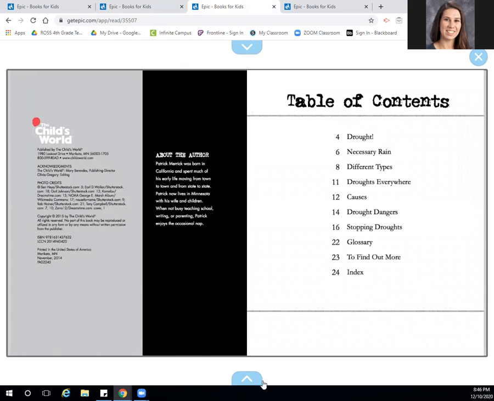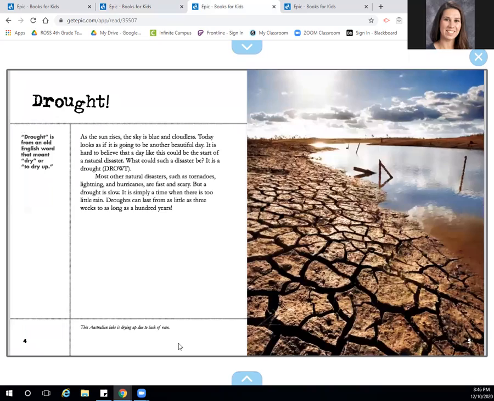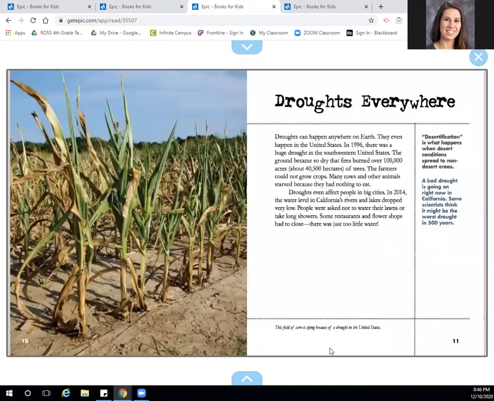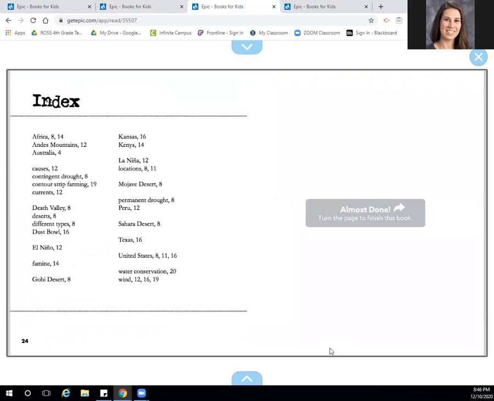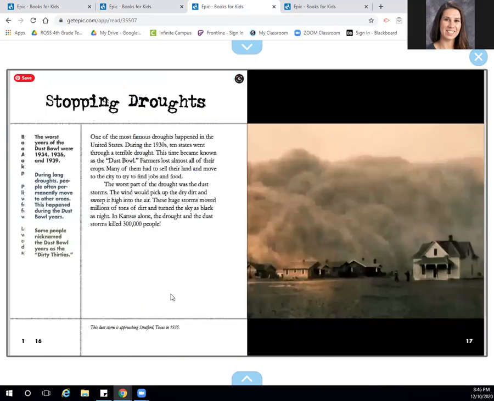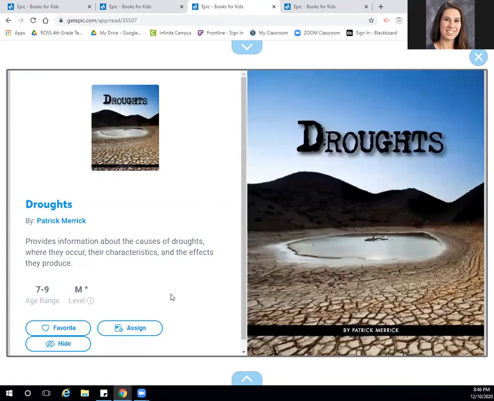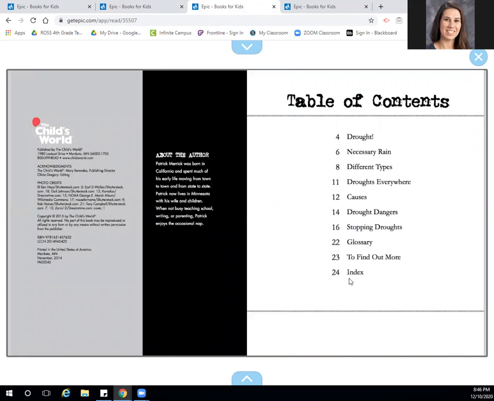So what I want you to realize is while you are investigating and researching, it is not necessary to read a book cover to cover. You can use your index right here and find information that you need specific to your research, such as causes. That would be one of those things that you need to research. I can look at information in the United States. What is a permanent drought? I can even go to my table of contents and see what information there is important to my research.